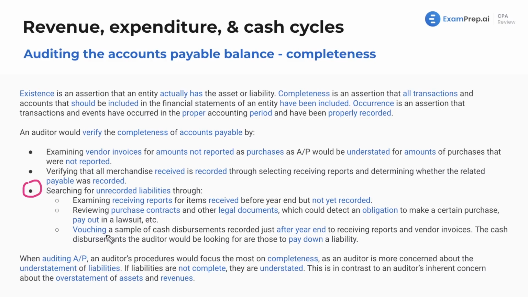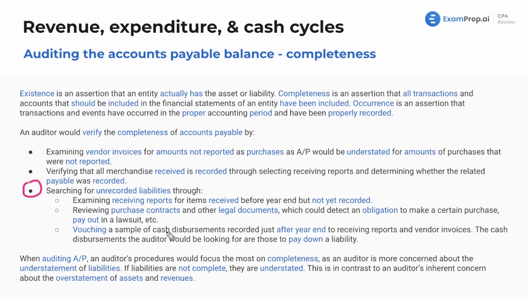And lastly, here, vouching a sample of cash disbursements recorded just after year end to receiving reports and vendor invoices. Now, the cash disbursements the auditor would be looking for are those to pay down a liability. If you're looking at random cash disbursements at the end of the year, think, why were those cash disbursements made? Why did you spend money at the end of the year? A lot of times that could be because they're trying to pay down a liability that was not accounted for properly, that was not recorded on the financial statements, something management, if they're a little sketchy, might try to do.